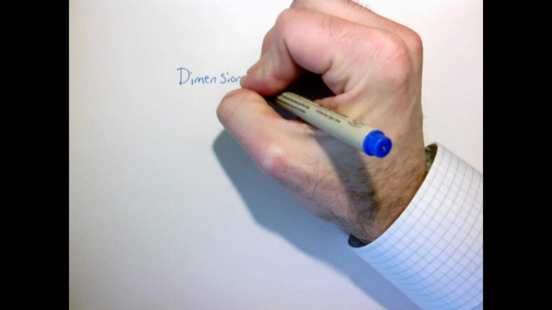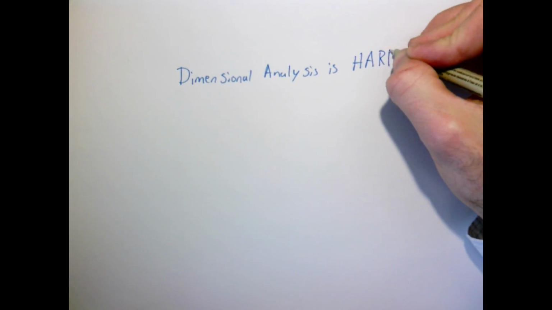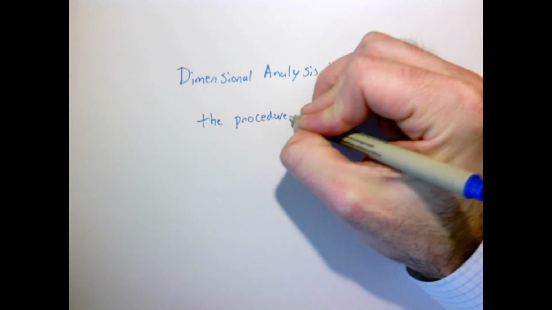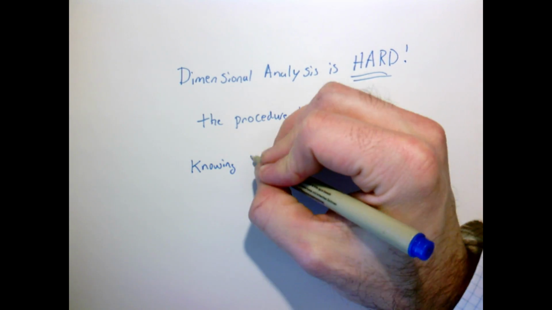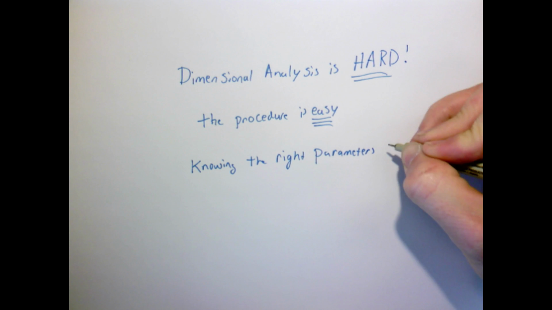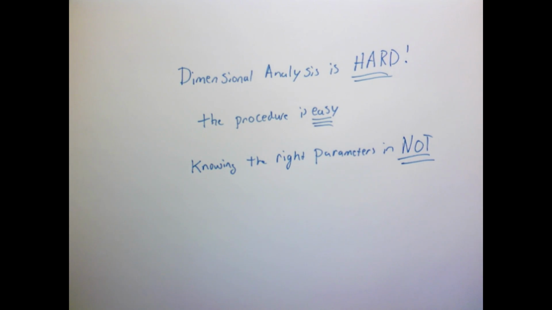My second comment is that dimensional analysis is hard. The procedure is easy, but knowing the right parameters to include and what not to include is not. It takes a lot of physical insight to use it properly. So rather than giving several more examples, I think we'll just conclude here. Dimensional analysis is something we'll continue to use throughout these lectures and throughout the course, and so you'll see many, many more examples of using it.